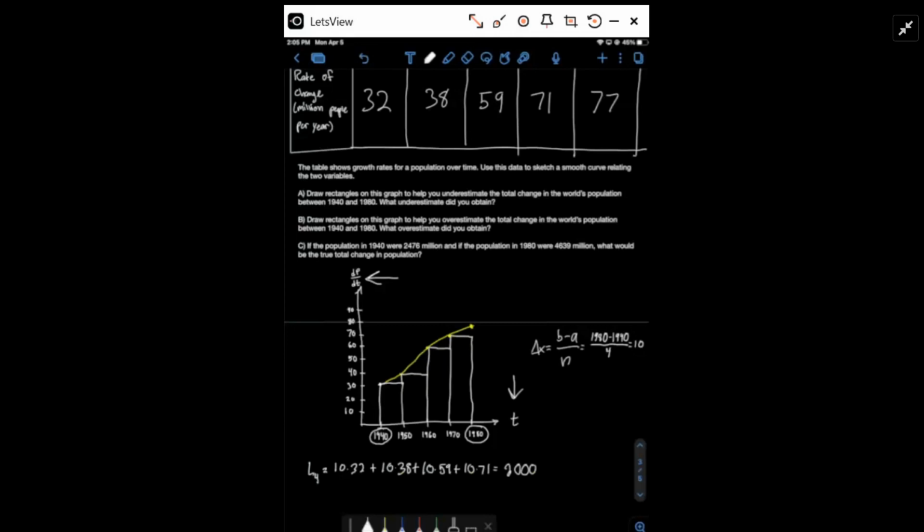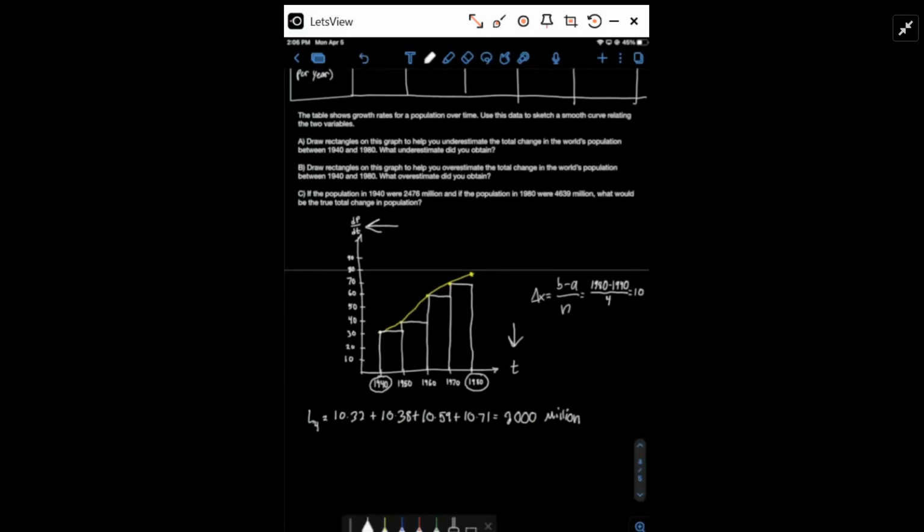So part A says the underestimate is 2000 million because the rate of change is in millions of people per year. Part B is to find the overestimate. So we're going to have delta x stay the same as 10, except this time we're going to start our rectangles on the right side of the curve.